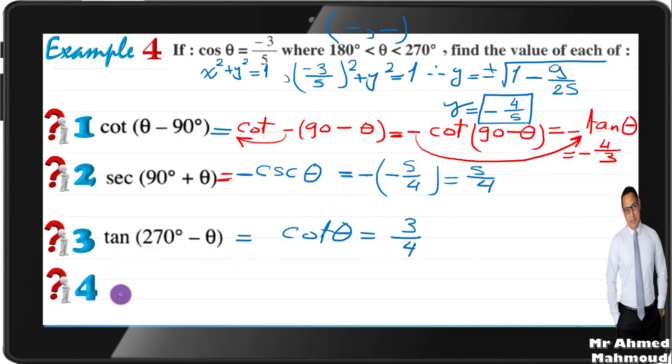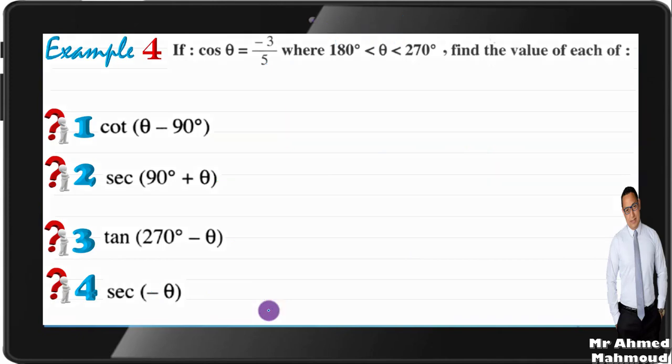Number 4, sec negative theta. With the negative sign, we cancel the negative, sec is like cosine. So sec theta equals 1 over cosine theta, which equals negative 5 over 3. Next.